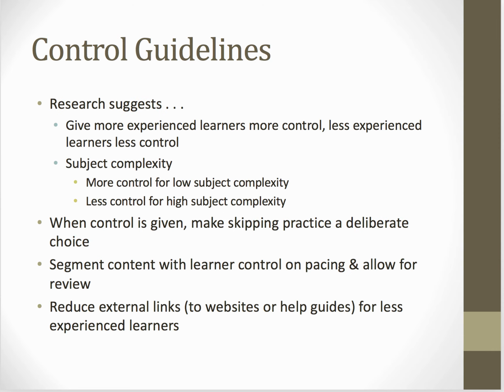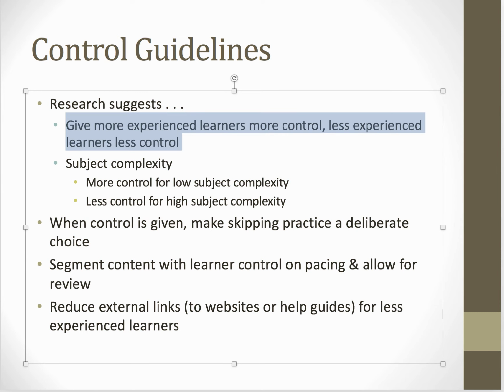All right, here's a few of the research suggestions for control. We want to give experienced learners more control and less experienced learners less control. Generally speaking, the more advanced the learner, the more experienced they are in learning, the more control you want to give. And so for young children, it's been found that less control is better. Adult learners like us, which is who most training is done for, we find that more control is better in terms of the learning outcomes.